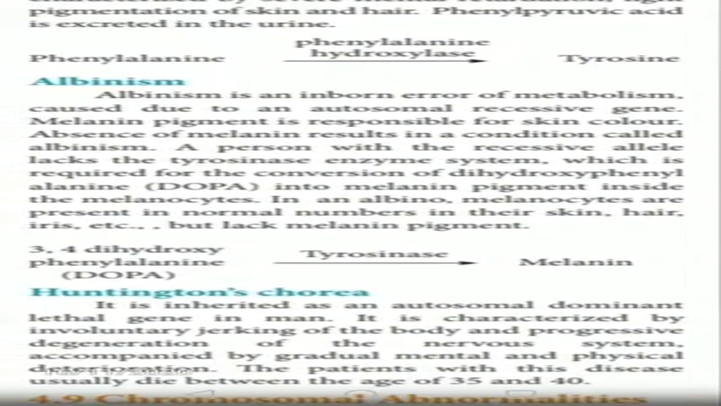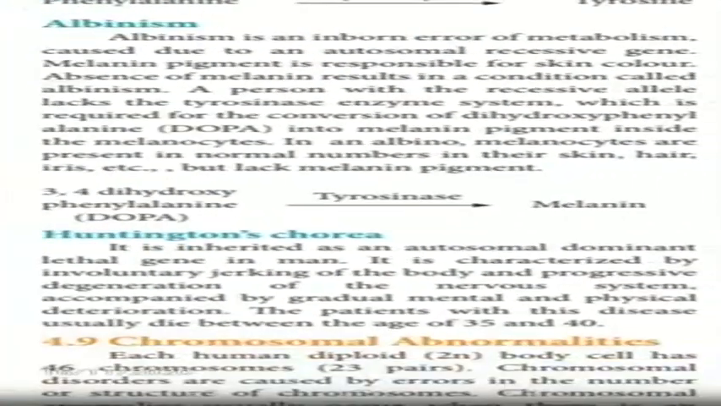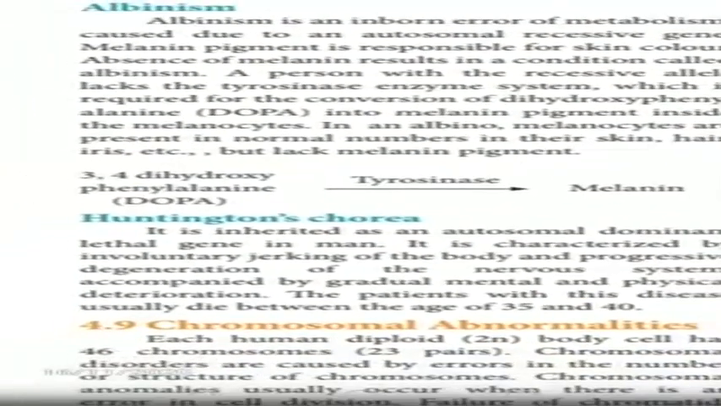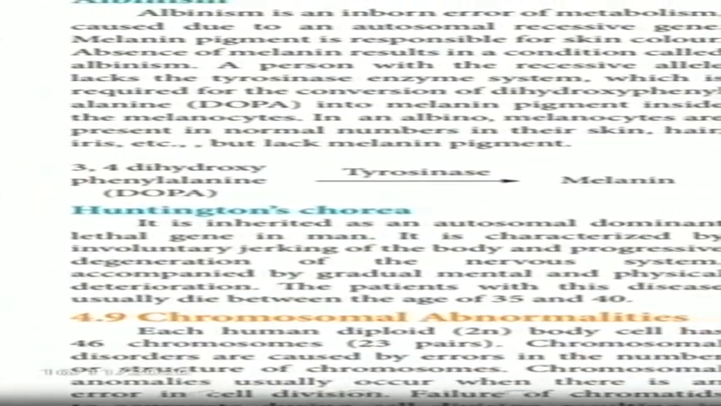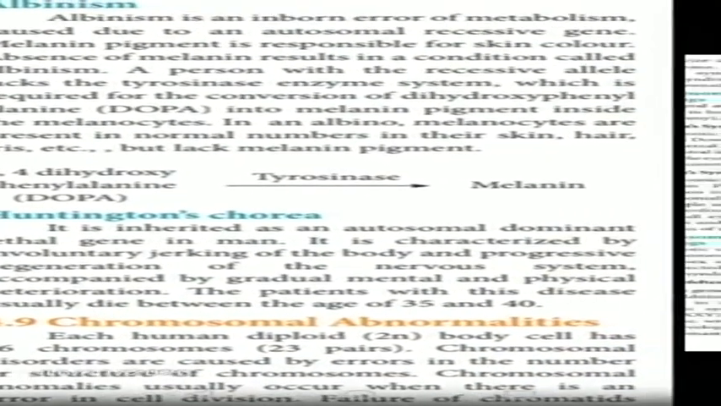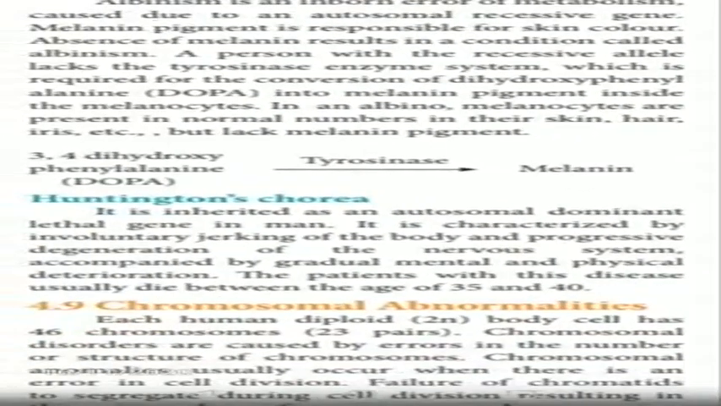A person with recessive alleles lacks the tyrosinase enzyme system, which is required for the conversion of dihydroxyphenylalanine into melanin pigment inside the melanocytes. What do you mean by melanocytes? Melanocytes are a type of cell present in the skin. Here, if you see the equation, 3,4-dihydroxyphenylalanine, that's DOPA, is converted into melanin by the enzyme called tyrosinase. So that's what they say here.